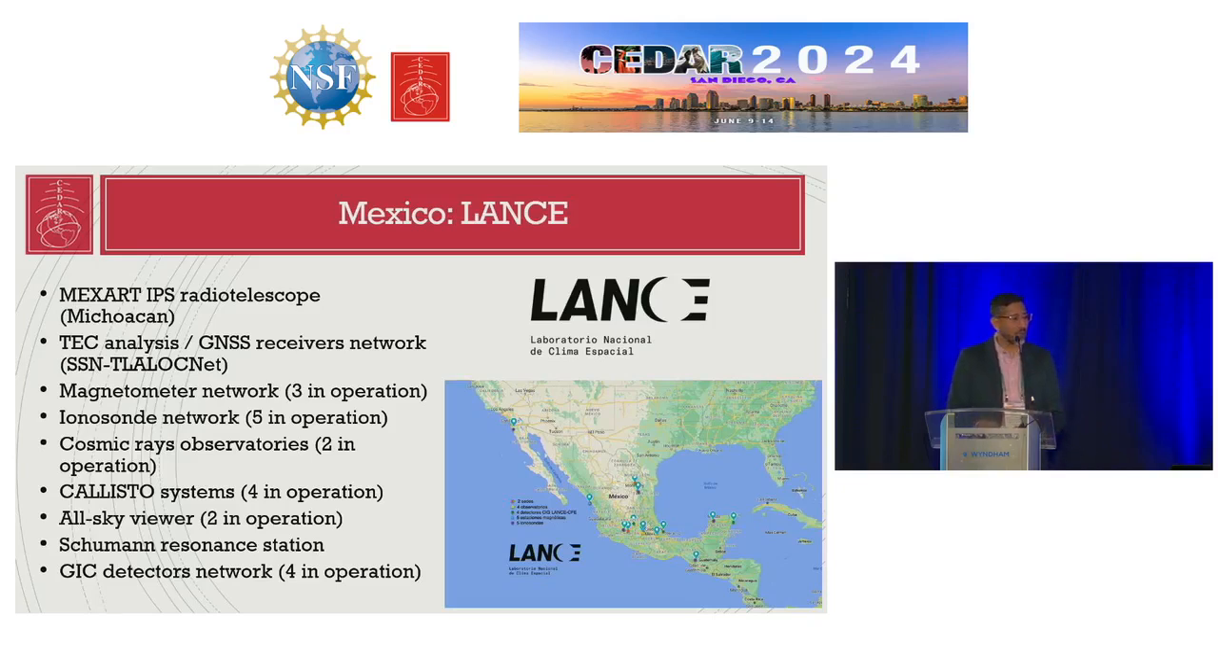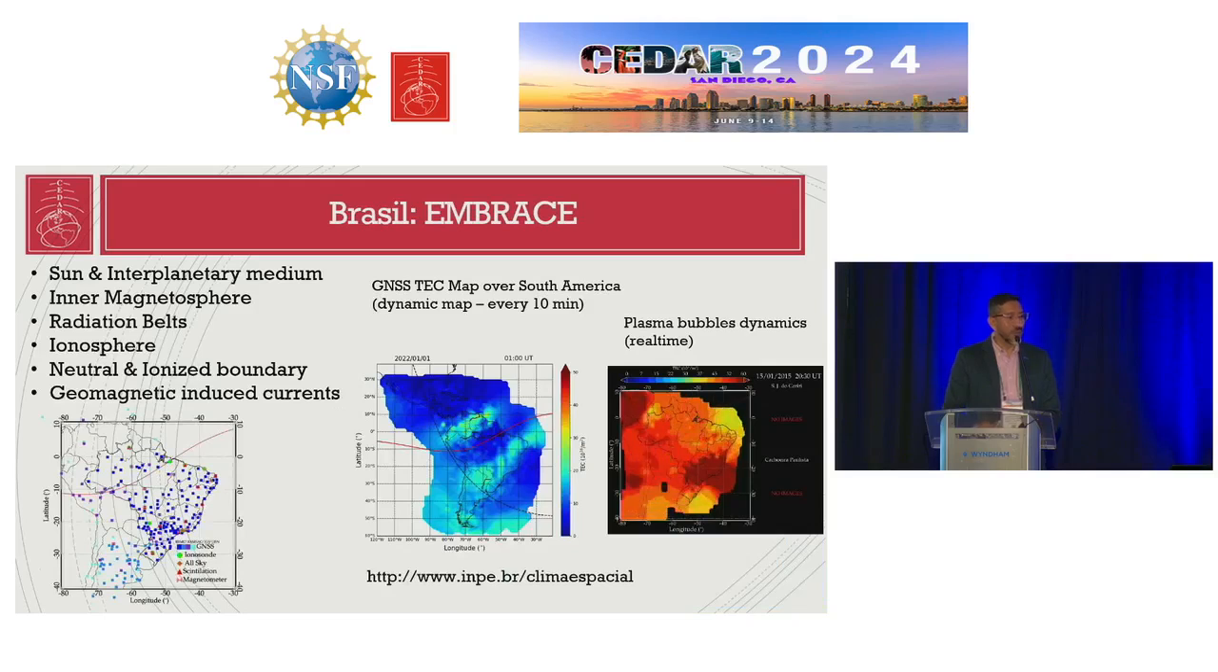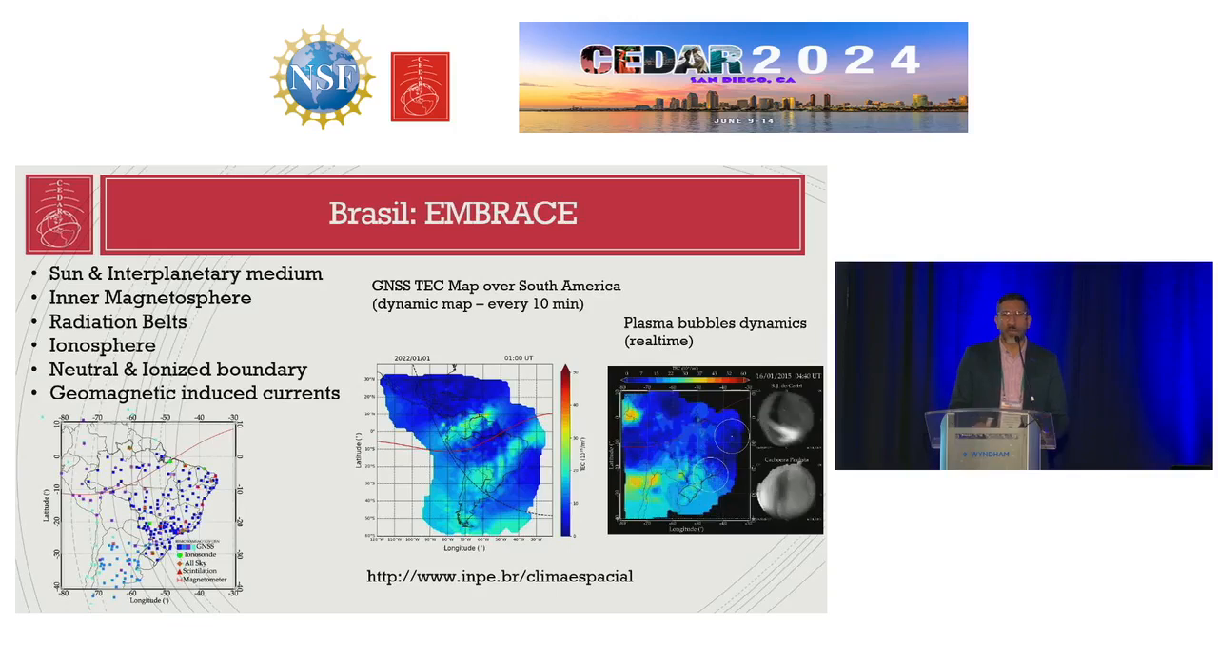So maybe they can work together. And then I went to ask my friends in Brazil. They say this Embrace is the space weather institution for INPE, the Instituto Nacional de Pesquisas Espaciais, the National Institute for Space Research. So they sent me this slide talking about the sun and all this research area and all the instruments that they have. Some of the instruments on the map are from them, but they also include some other networks around South America.